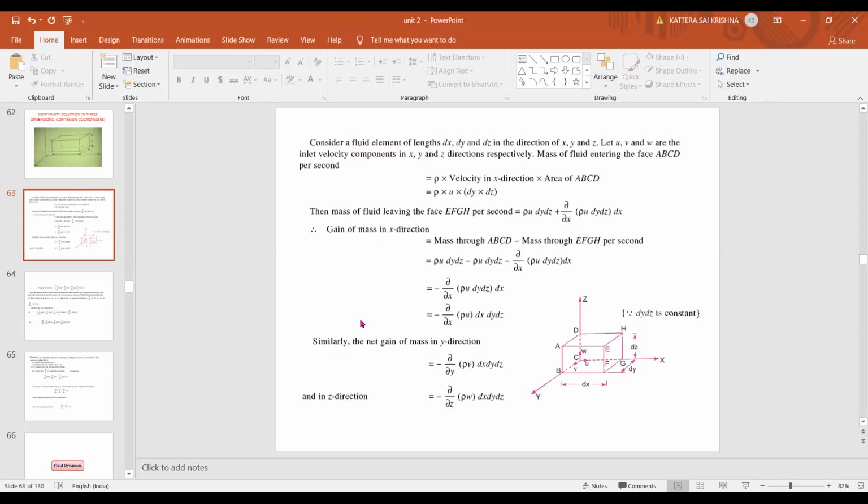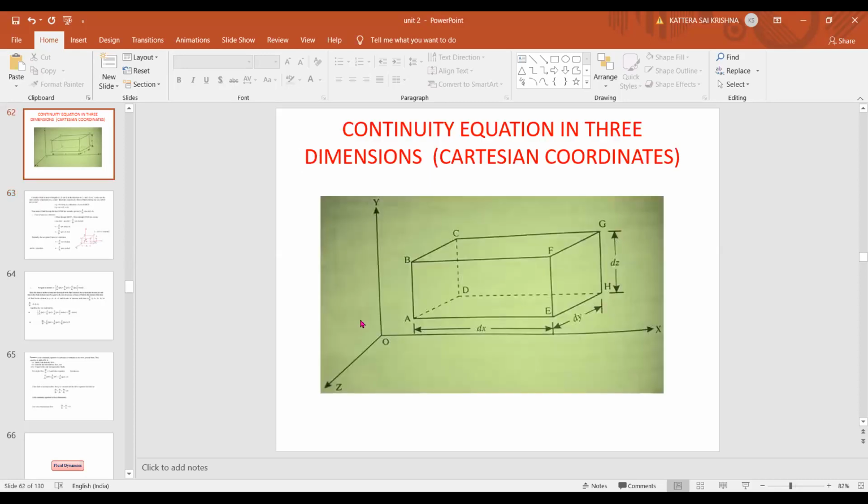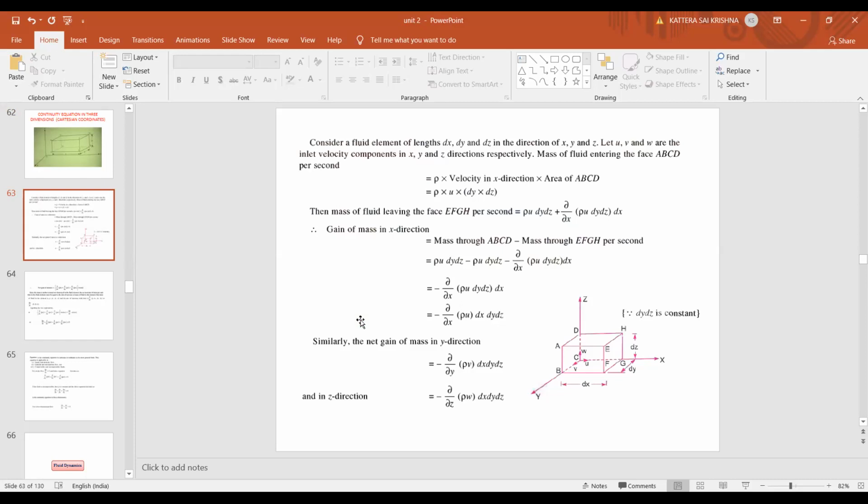Let's take the heading: continuity equation in 3 dimensions.